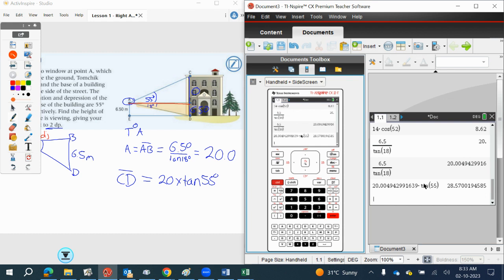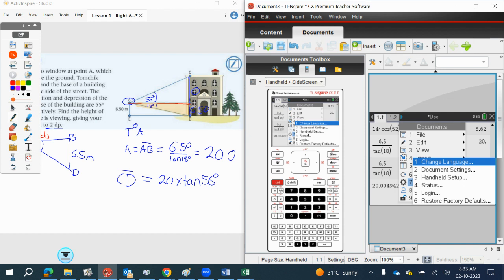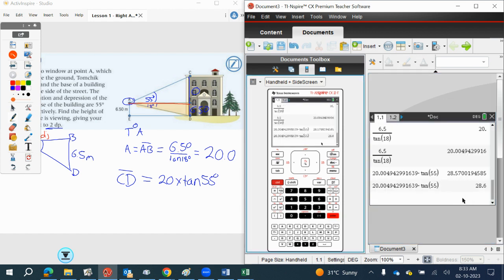So on this one, our answer, let me put my document back into float 3. This is 28.6.